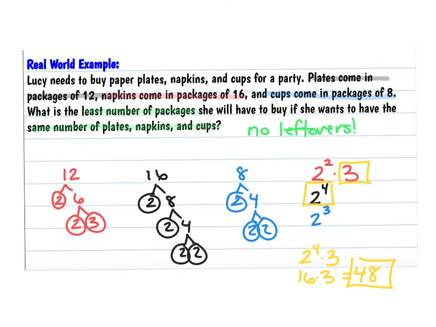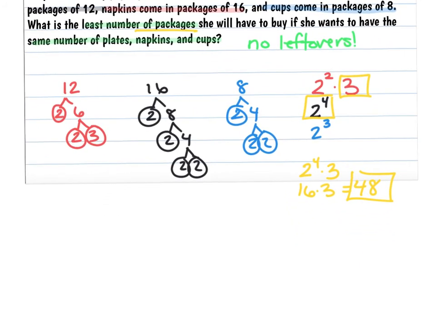And then the question asks, what's the least number of packages? So I'm going to have to do some extra math there too, and I'm going to have to divide. So I'm thinking, okay, if I need 48 plates and they come in packages of 12, I'm going to need 4 packages. If I want 48 napkins and there are 16 in each package, that means I need 3. And if I need 48 cups and they come in packages of 8, that means I need 6 packages. So that's what that shows me.